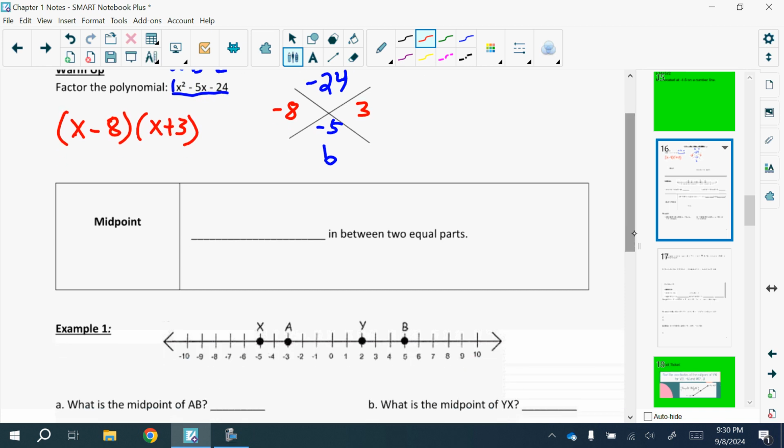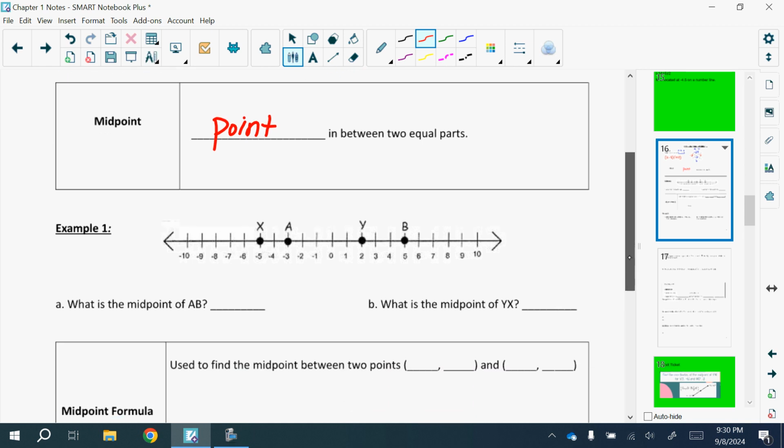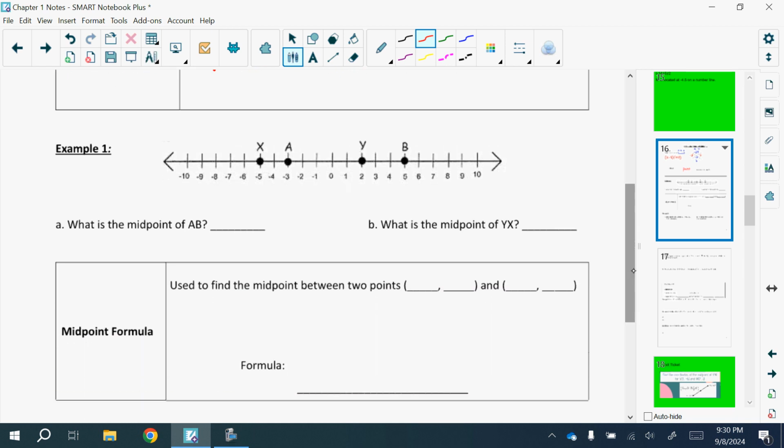Okay, so a midpoint is a point in between two equal parts. We're going to look at an example right here. It says, what is the midpoint of AB? So A is right here, and B is right here.